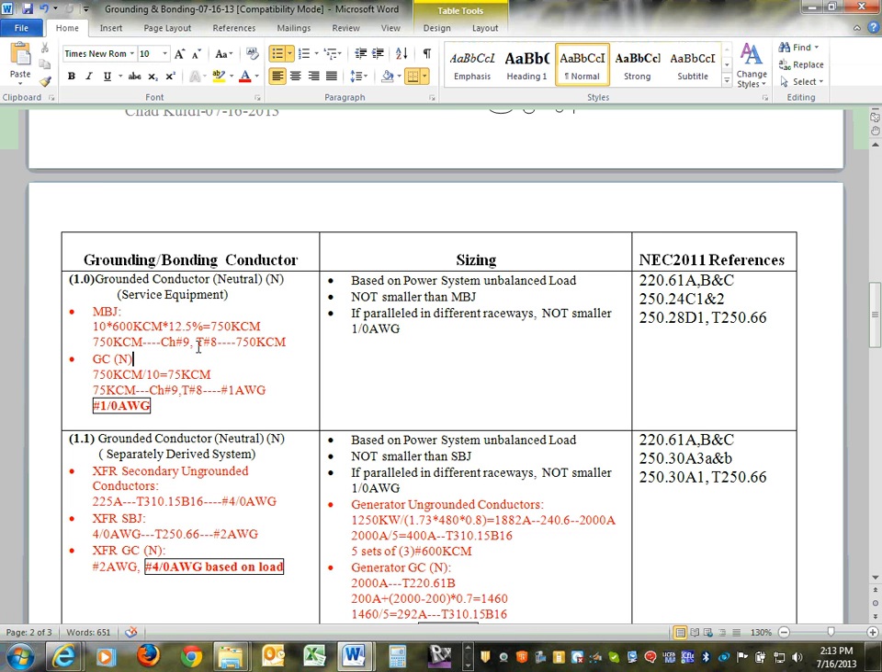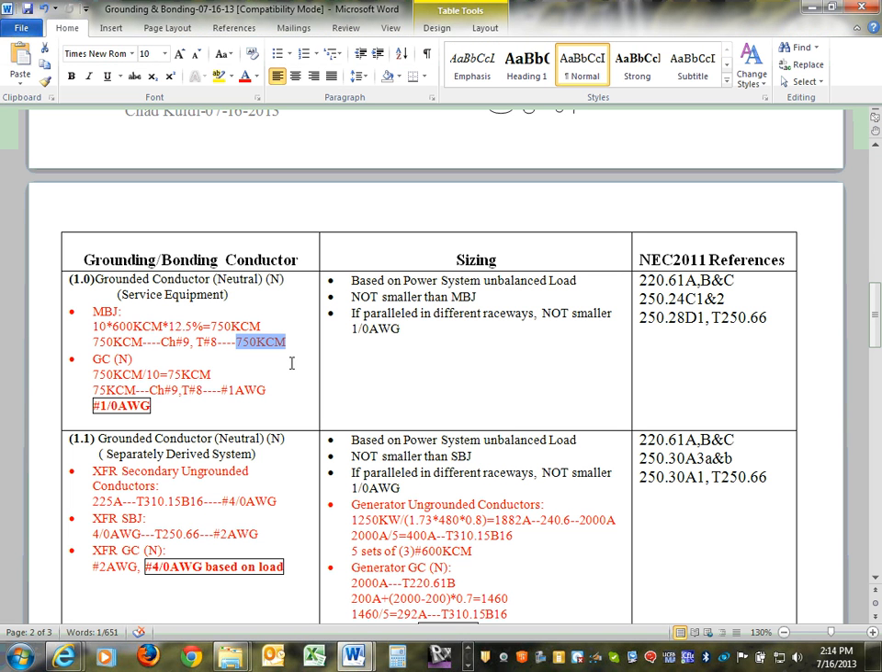Then you divide the 750 kcmil. If you go to the table, this is the main bonding jumper. That will give you, actually, a size 700 kcmil. That's the main bonding jumper. So your main bonding jumper at the service is 750 kcmil.